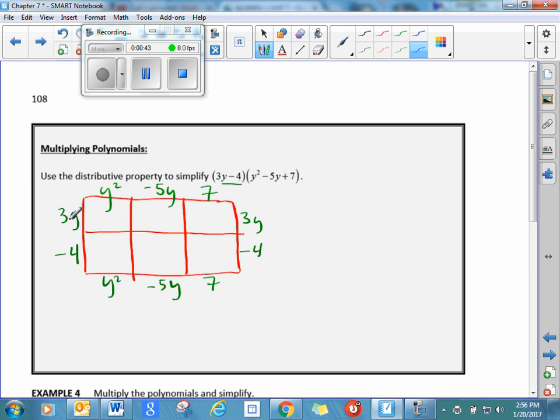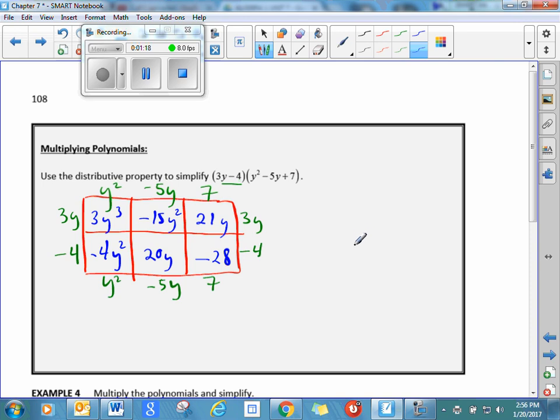So 3y times y squared is 3y cubed. Minus 4 times y squared is minus 4y squared. Minus 3 times minus 5y is minus 15y squared. This box right here would be positive 20y. This box would be 21y. And finally, this box is going to be a constant, just minus 28.